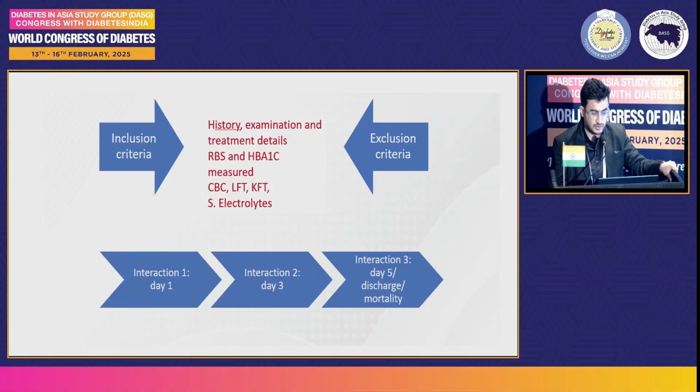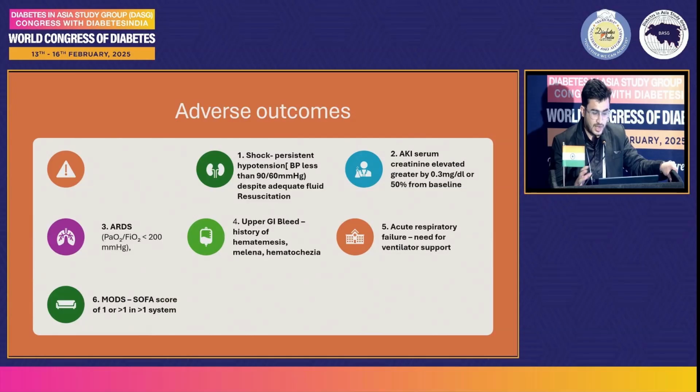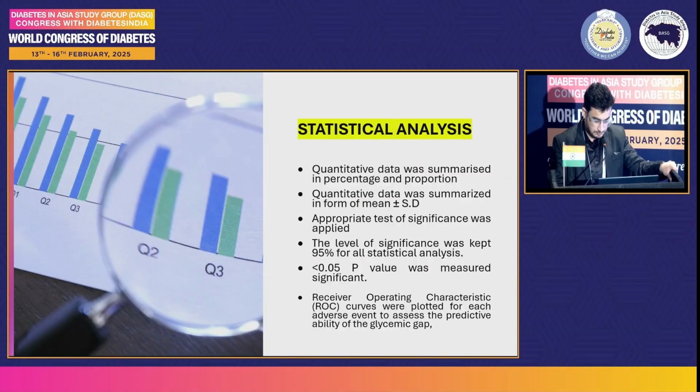After applying inclusion-exclusion criteria, patient investigations were sent, like fasting and random blood sugar, HbA1c, and other routine investigations. Patients were monitored on day 1, day 3, and day 5, or discharge, or mortality on the day of death. The adverse outcomes measured during follow-up were whether the patient went into shock, persistent hypotension, blood pressure less than 90/60 despite adequate fluid resuscitation, AKI, ARDS, PO2/FiO2 less than 200, upper GI bleed, history of hematemesis, melena or hematochezia, acute respiratory failure, whether the patient needed mechanical ventilation, or whether the patient went into MODS, SOFA score more than 1 in more than one system.